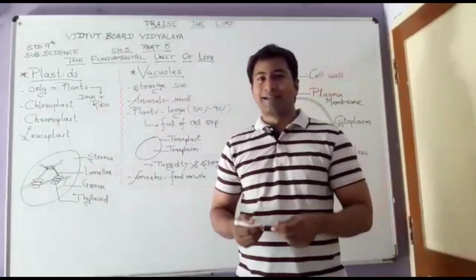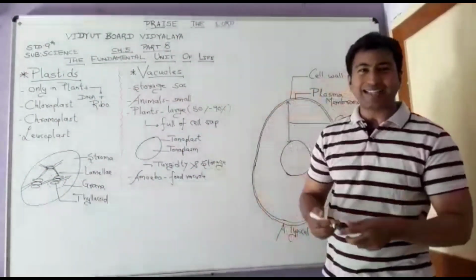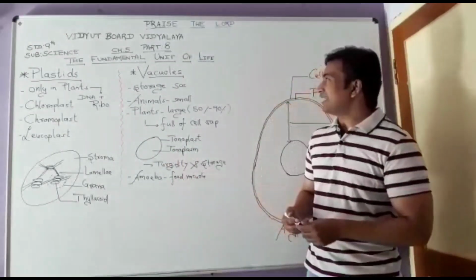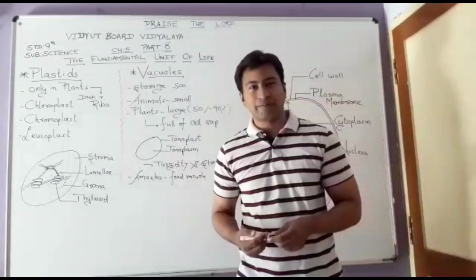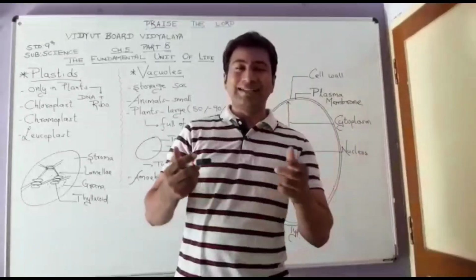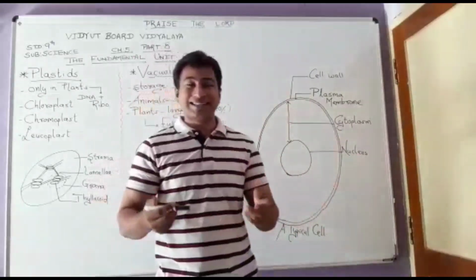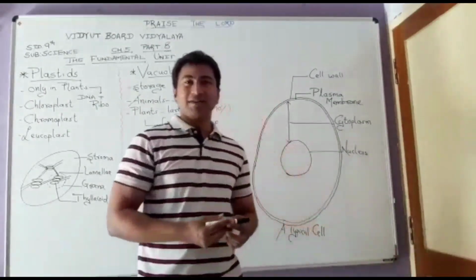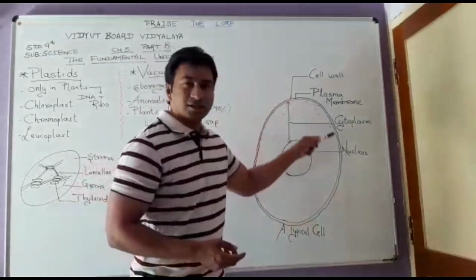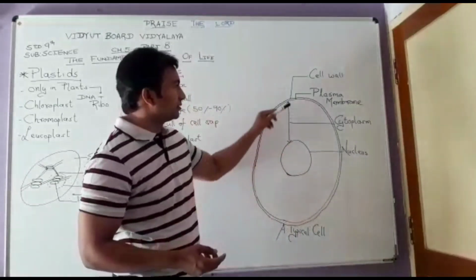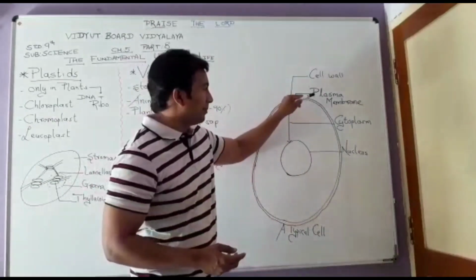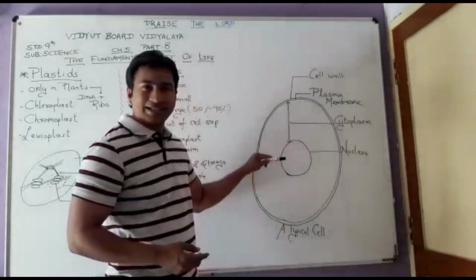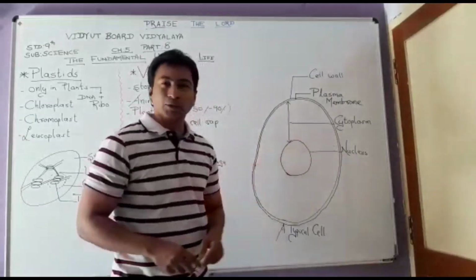Hello friends. So we are into the last, that is the 8th part of the chapter, the fundamental unit of life for 9th standard science. Well, up till now in the entire chapter we have discussed about the cell, how the cell was mainly discovered. Then we went on into the layers of the typical cell, that is the 3 major parts, the plasma membrane, cytoplasm and the heart of the cell, that is the nucleus.